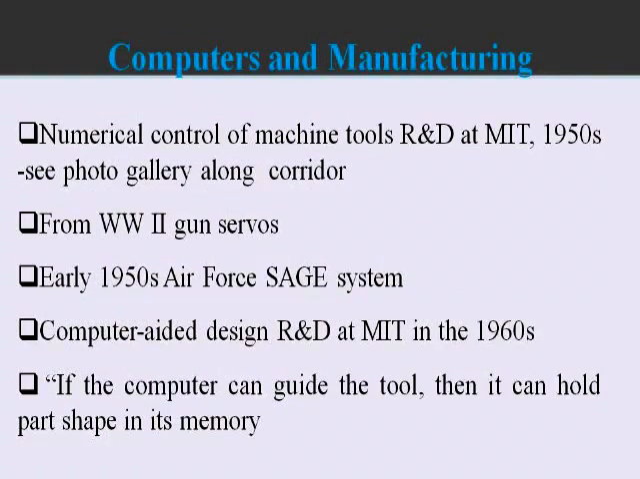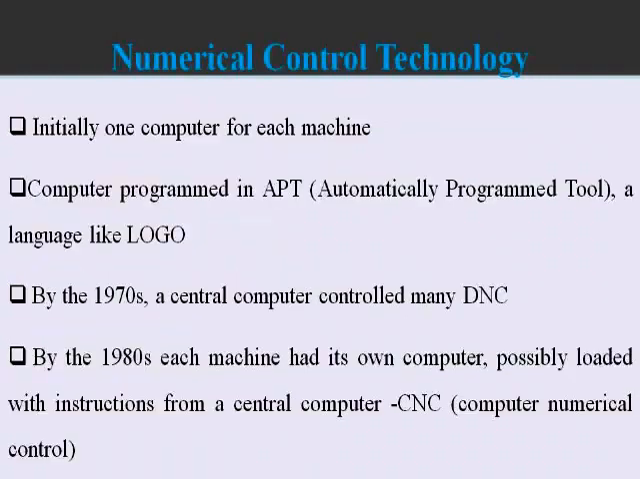From the Second World War, the gun servos, and in the early 50s, the important SAGE project, and computer-aided design at MIT in the 1960s. The main emphasis is that if the computer can guide the tool, then it can hold part shape in its memory. So let us just discuss partly the numerical control technology.